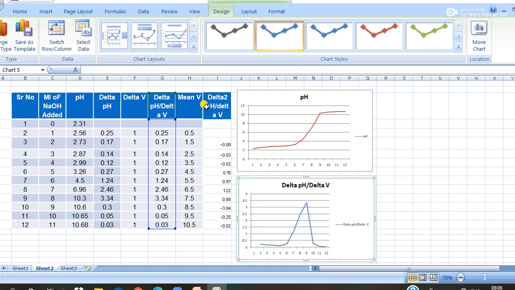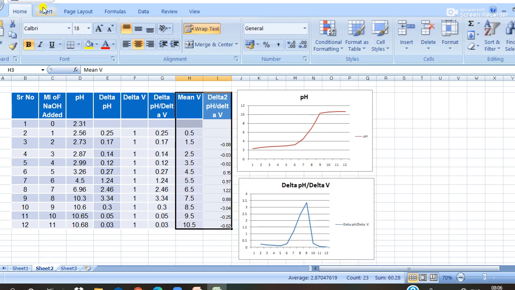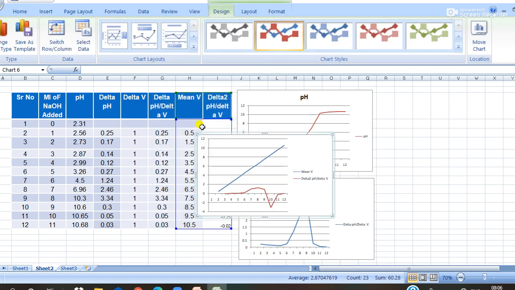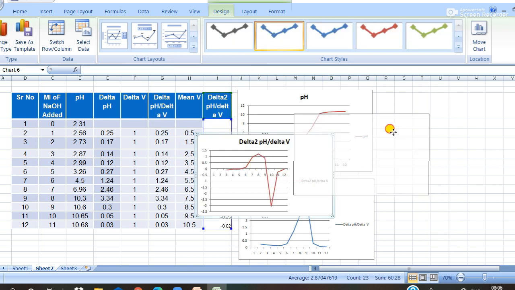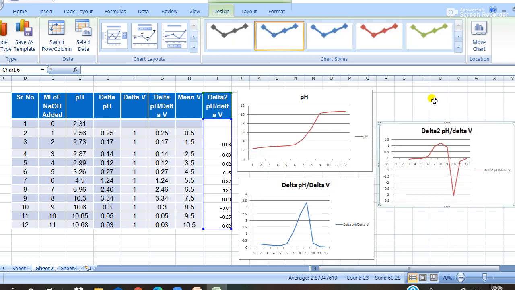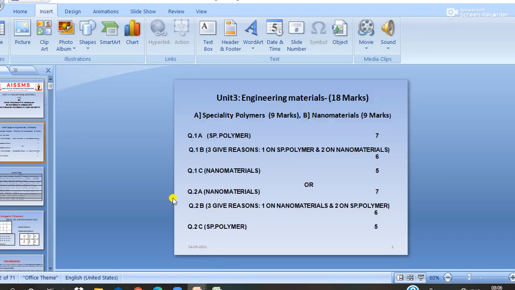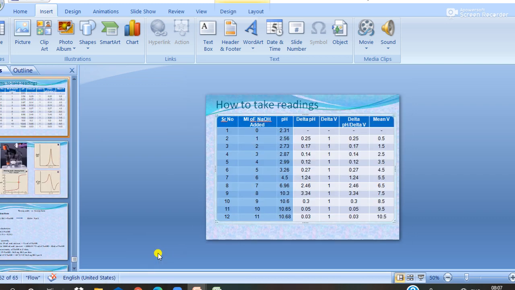And the third graph will be of these two. Select that, click on insert, then line. So you will get such a graph. Delete this line and you will get this type of graph. So these are the three graphs which you have to plot, and you will see those graphs in the PPTs also. So this is your table.